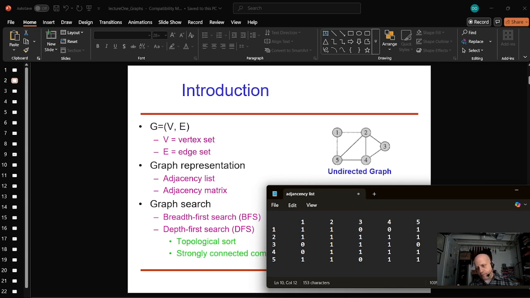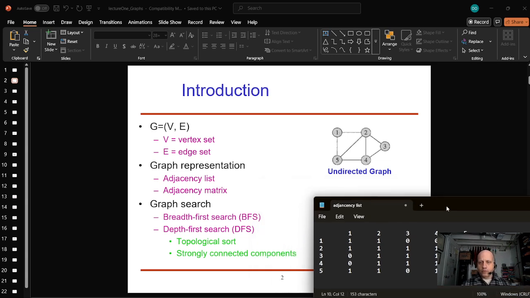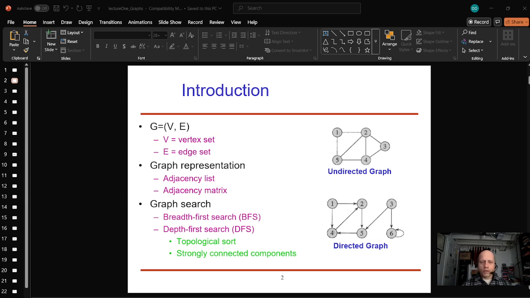Both have their strengths. Again, for large graphs, the adjacency list may make more sense. In either case, it's really not that inefficient to start, right? So you get your idea where we're going with this, right? Graph search, okay, you can do breadth first or depth first search. Now, depth first search might be related to topological sort or strongly connected components.